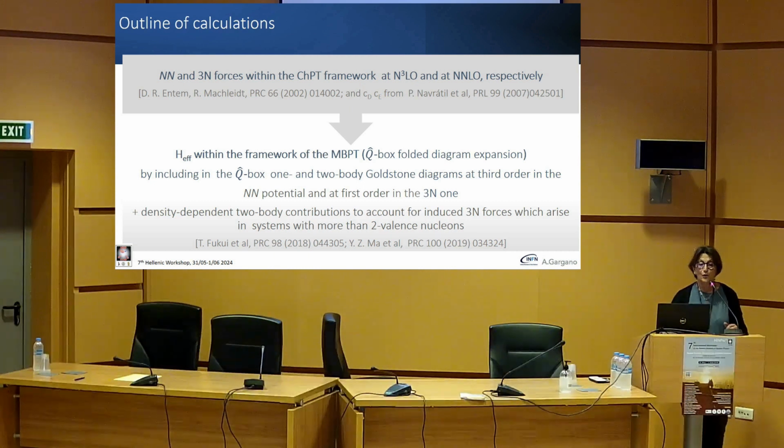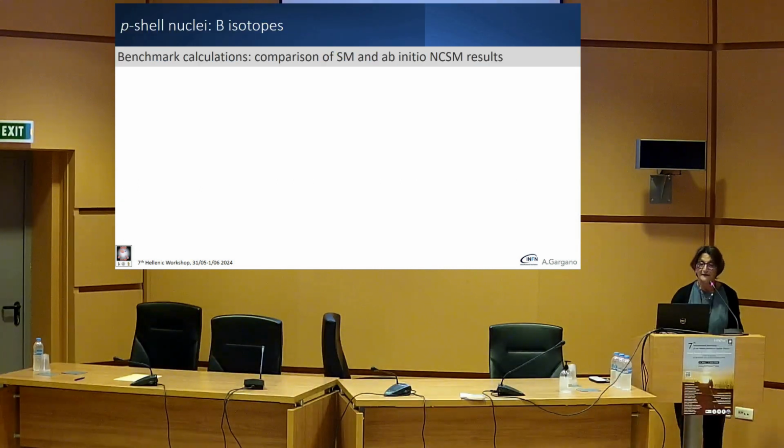The Q-box includes only one- and two-body Goldstone diagrams, while for the three-body component we include only the one-body term, the first-order terms. Then in our calculation, we include some density-dependent two-body contribution to account for the fact that usually the interaction is calculated only for two valence nucleons. But when we go far from the doubly closed shell, we have to take into account other correlations, and so we include this density-dependent contribution. Calculations I'll show here are for the p-shell, and we have performed calculations for p-shell nuclei and fp-shell nuclei.